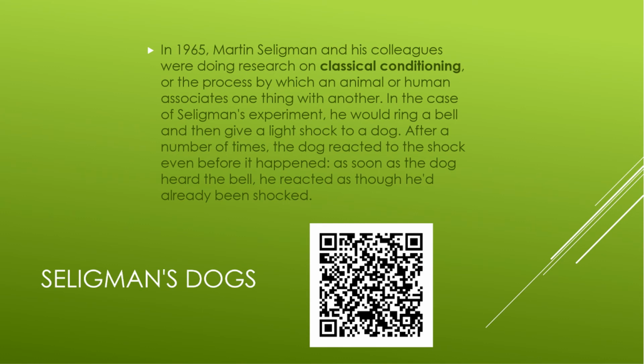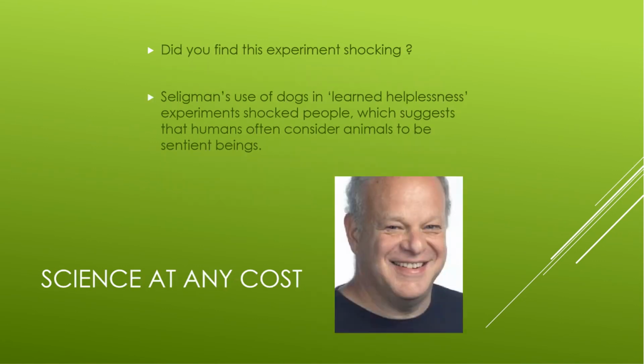Now, naturally, we would find this experiment shocking, because Seligman's use of dogs in learned helplessness experiments shocked people, which suggests that humans often consider animals to be sentient beings, because we can see that they process pain in a very similar way in which we do. So therefore, they shouldn't be used in such experiments like Seligman did in his experiments.